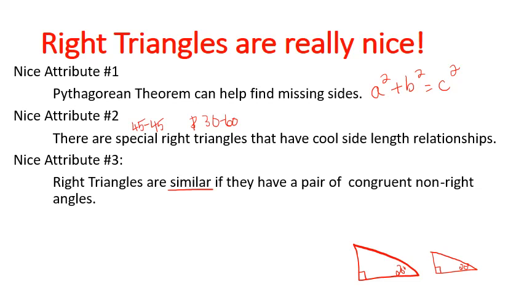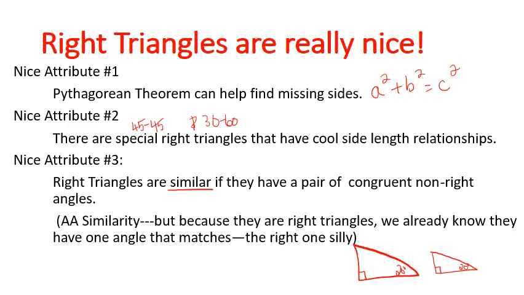And so we know that this works because of the angle-angle similarity way back from last unit. But because they're right triangles, we already know that we have one angle that matches, the 90-degree angle, the right one, silly. And then after that, we just need one more pair in order to get two. And once we have two, we automatically know, because the sum of the interior angles of a triangle is 180, that the third angle is going to have to be congruent. So here, if we have 90 and 20, the third angle would have to be 70 degrees on both of them. And as soon as we have all of the angles congruent, we know that the two triangles are similar.